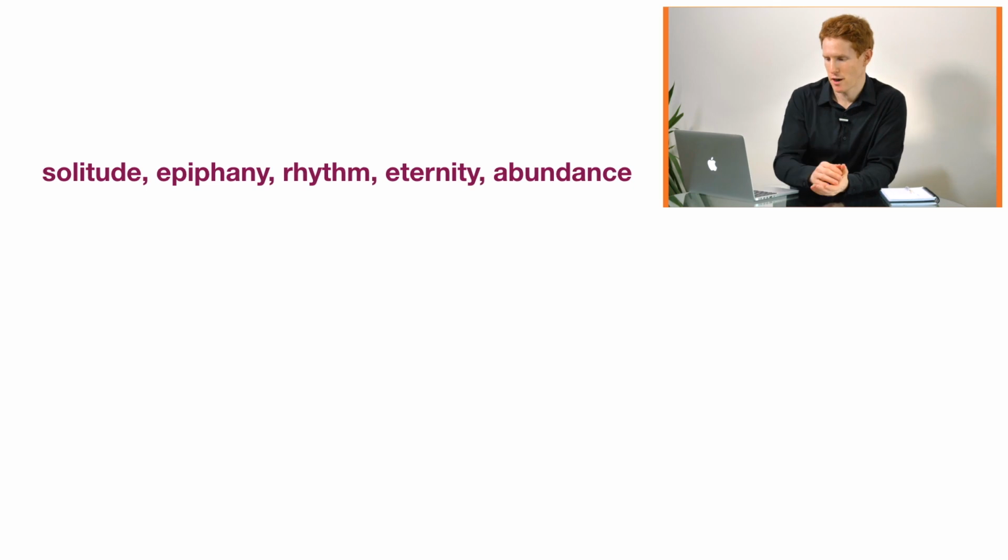Now, to start this process, you're going to need 5 to 10 words that you want to learn. So I'm going to be using these 5 words: solitude, epiphany, rhythm, eternity, and abundance. And I've chosen them simply because I think they're nice words in English. But you would have 5 to 10 words that you want to learn.